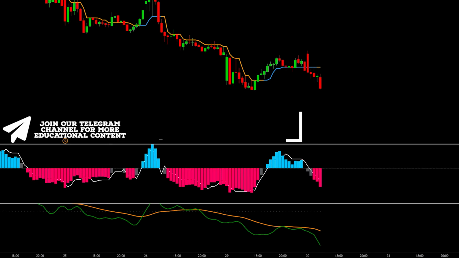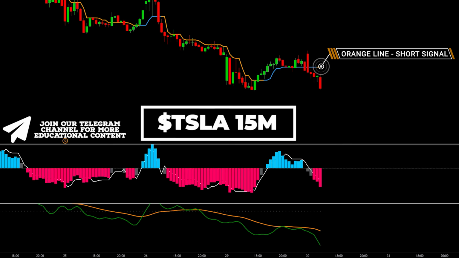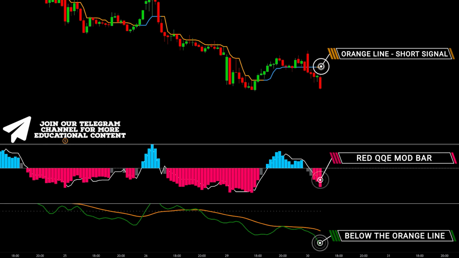Here's Tesla stock, a 15-minute time frame. So, the extreme trend line becomes orange right here, issuing an unconfirmed sell signal. Moreover, the QQE bar is also red, meaning that the second step is done. Next, the volume flow indicator confirms our sell signal as the green line is below the orange line, and both lines are below the zero level.